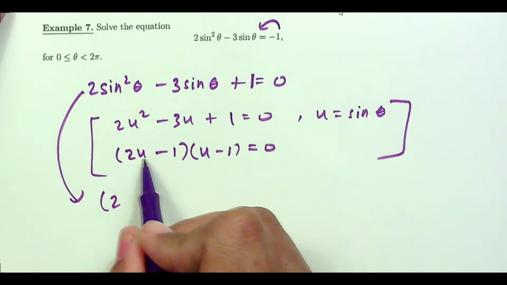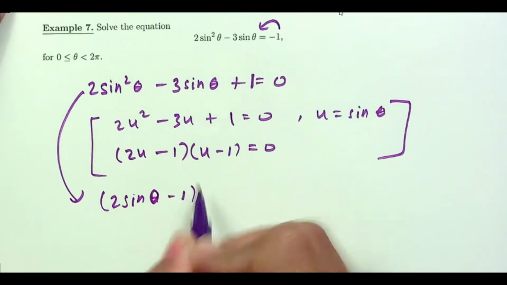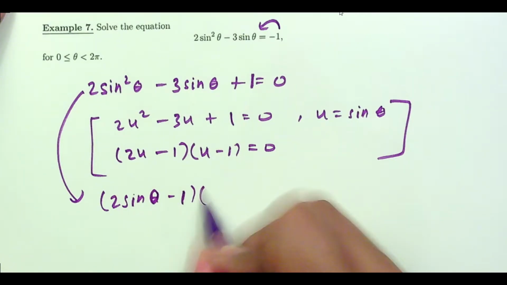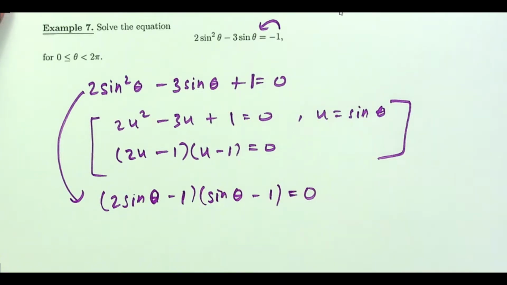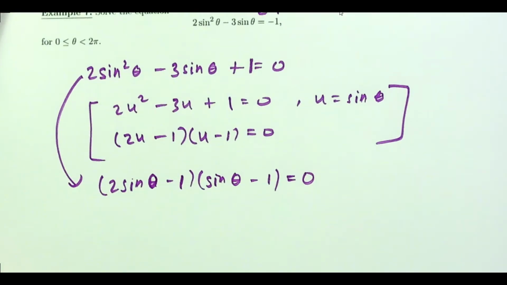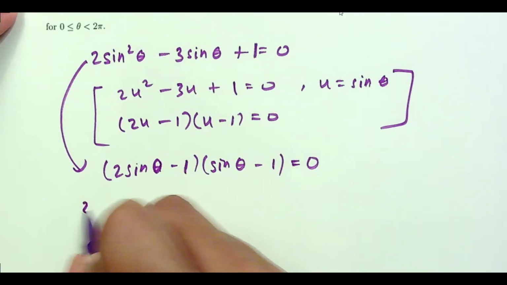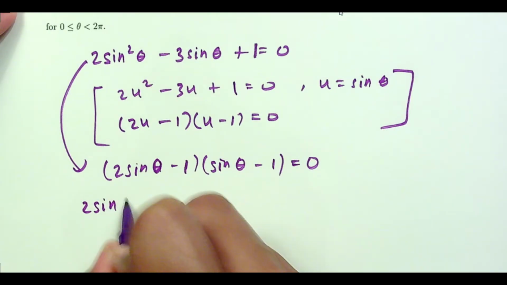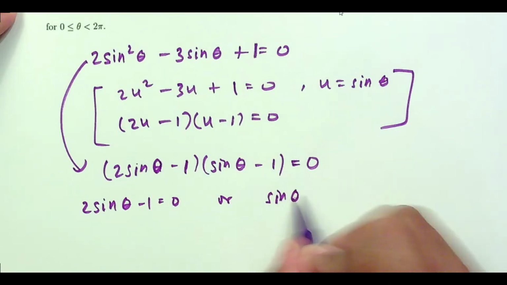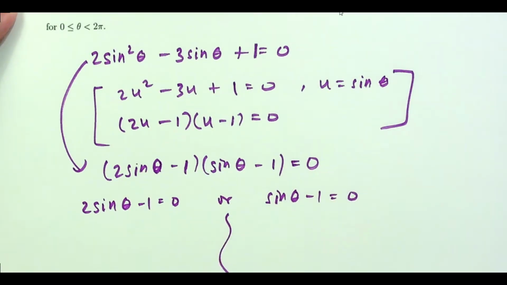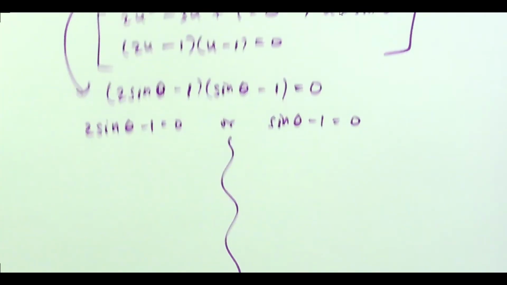So what that means then is that this factors like that. It would be 2 sine instead of u. So 2 sine of theta minus 1, sine of theta minus 1 equals 0. Okay, now after you have factored it, set each factor equal to 0. So this is going to be 2 sine of theta minus 1 equals 0, or sine of theta minus 1 equals 0. Then you solve each of these and you're done. So let's solve each of these.